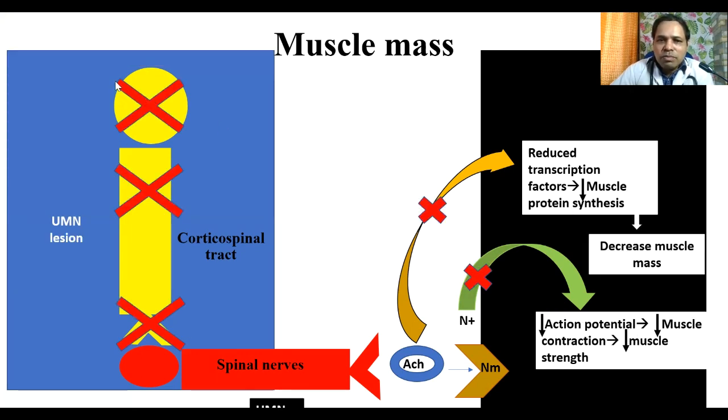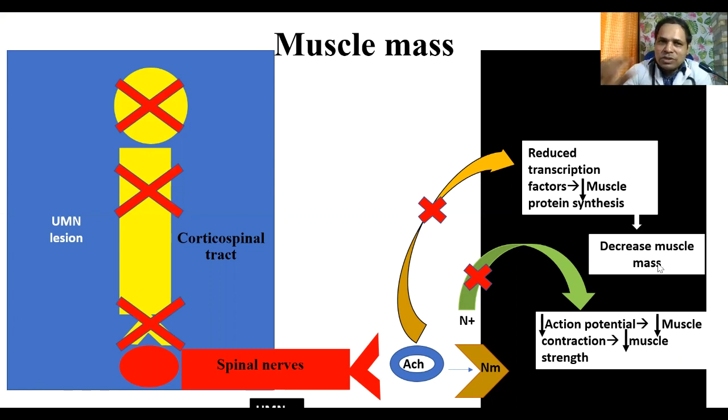You see here. Suppose there is a lesion in the upper motor neuron, that is in the corticospinal tract. Now what is happening here? This spinal nerve is not getting stimulated, right? When this is not stimulated, what happens? Acetylcholine is not released. When acetylcholine is not released, the NM receptor is not stimulated. There is no sodium influx, decrease in action potential, decrease in muscle contraction, decrease in muscle strength, right? On the other hand, there are reduced transcription factors, decrease in muscle protein synthesis. That's why there is a decrease in muscle mass.